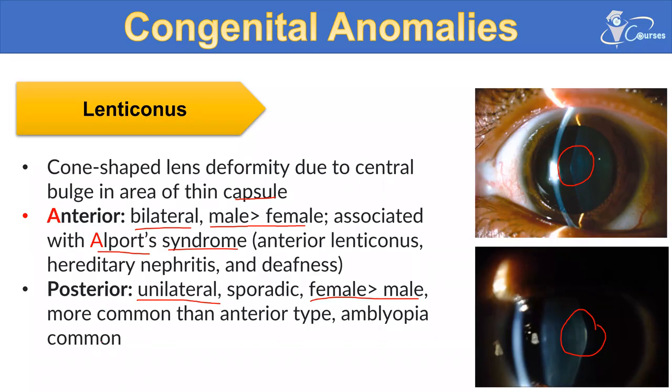The posterior is more common than the anterior type, and amblyopia is more common. These few sentences carry lots of questions in the exam. So remember, the lenticonus, anterior and posterior: anterior more commonly bilateral, posterior unilateral. Anterior in males more than females, posterior in females more than males. The anterior is associated with Alport syndrome, the posterior is sporadic. Alport syndrome is anterior lenticonus with hereditary nephritis and deafness. The posterior is more common, and amblyopia is also more common.